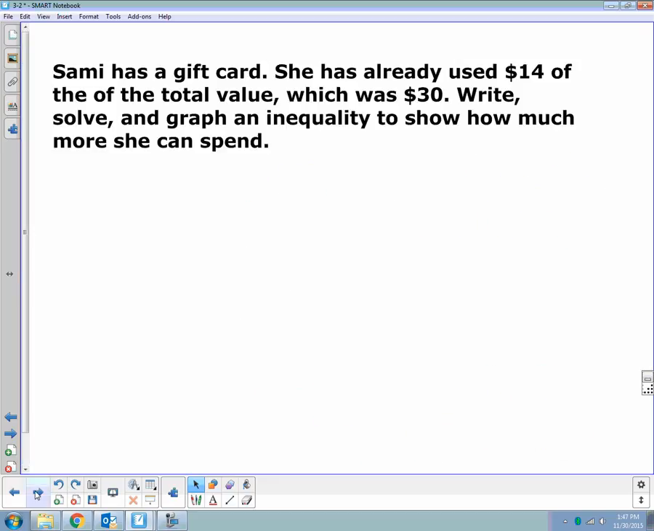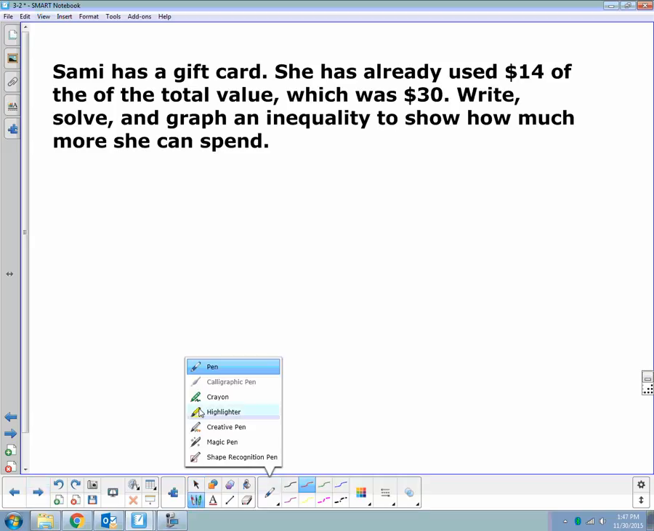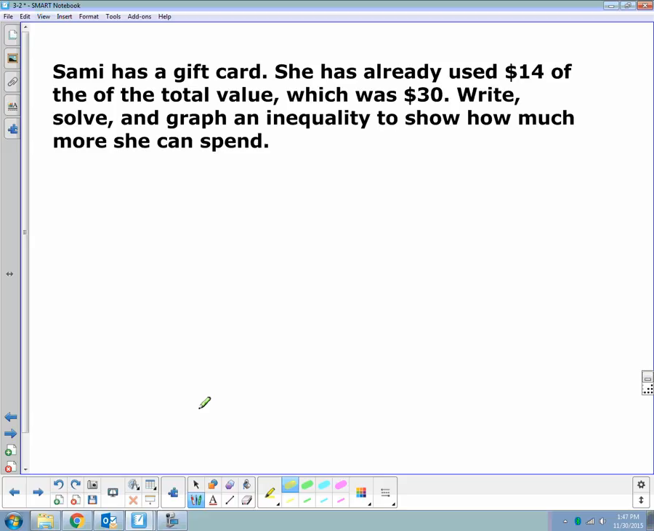One more here. I guess one more that I'm going to do, and then you'll have to try one. Sammy has a gift card. She has already used $14 of the total value, which is $30. We have to write, solve, and graph an inequality to show how much more she can spend. One of the things I'm going to highlight here, and I'd like you to go ahead and highlight the same or underline it, is this word right here.